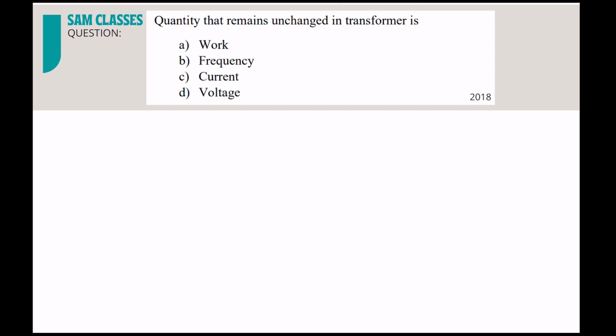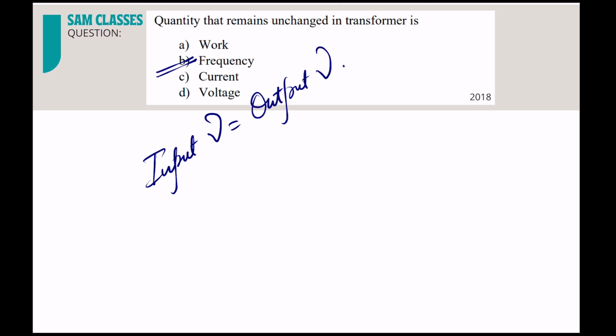Okay. Next, the quantity that remains unchanged in a transformer. See, in a transformer, the one quantity that remains unchanged is frequency. So always input frequency is equal to output frequency. Okay, keep that in mind. So we increase or decrease voltage, and by increasing or decreasing voltage, the current will also increase or decrease. Correct. But what remains same? The frequency remains unchanged. Transformers work on the basic principle of electromagnetic induction and mutual induction. The voltage between two devices can increase or decrease, but the frequency always remains same.